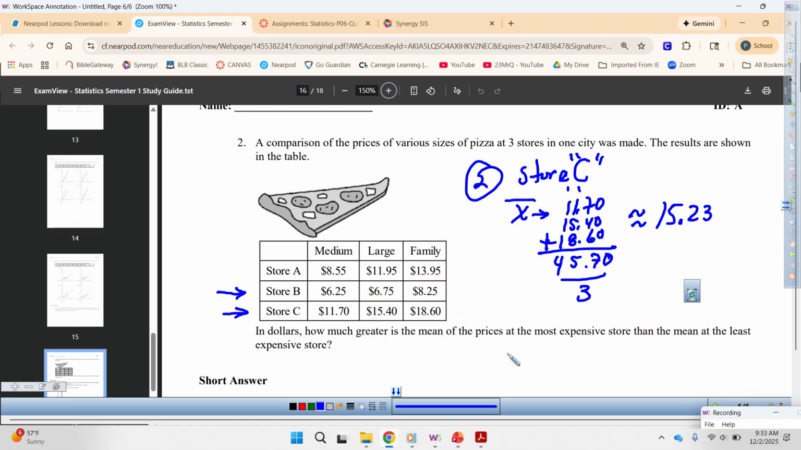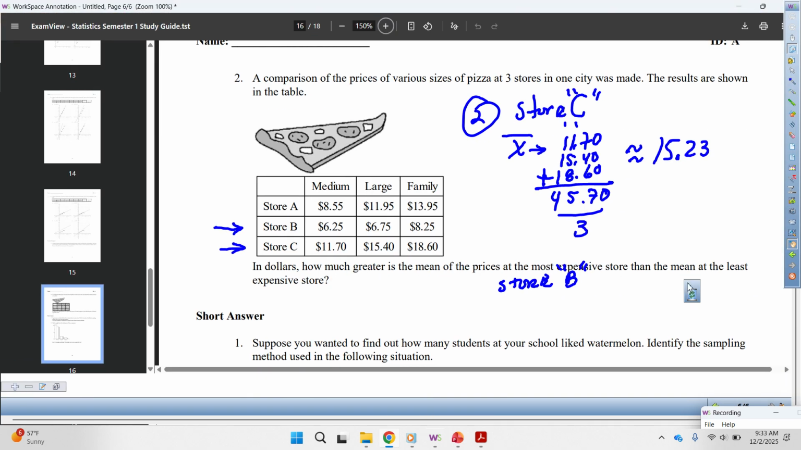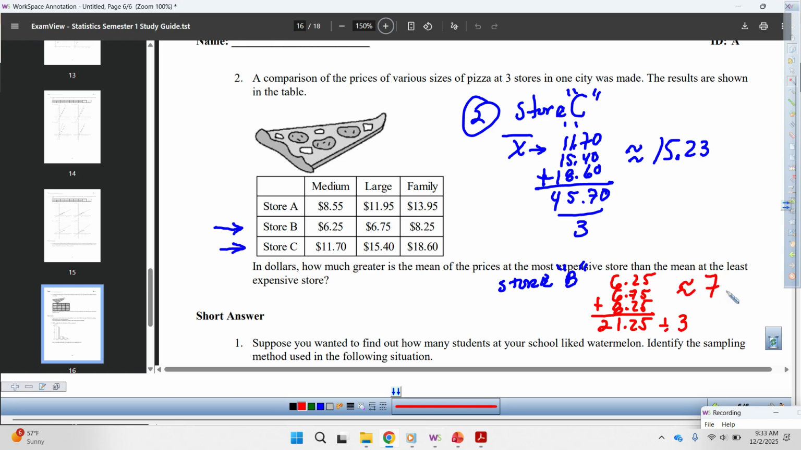Now we need to focus on what? Store B. Store B. All right, so store B we have, I'm going to do that in red, 6.25, 6.75, and 8.25. That's 21.25. And then we divide by 3, so that's approximately 7.08.